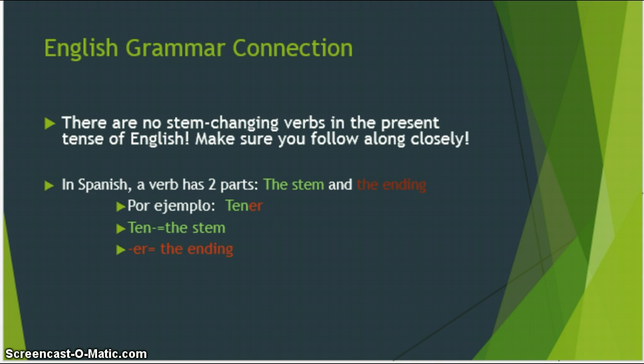Remember, when we've studied other verbs in Spanish, we first learned them as the infinitive. And every infinitive verb has two parts, the stem and the ending. Por ejemplo, el verbo tener. It's an ER verb, so that ER would be my ending, and everything in front of that is the stem. So if I think of it like a flower, the first part of the flower is my stem, and the top is the flower. So those are all different depending on the flower. In Spanish, they're all different depending on the ending, ER, AR, or IR.